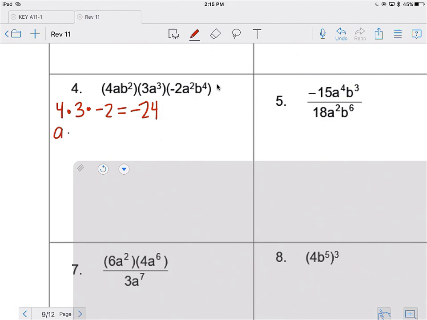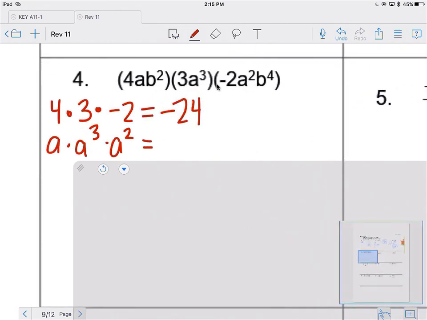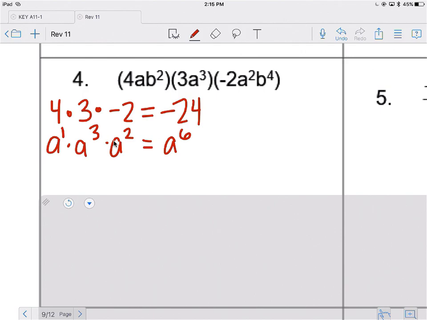And then I have A times A cubed times A squared. Remember, if there's no exponent listed, it's really an invisible or imaginary 1. So I add all of these because they are separated by multiplication signs. So I have 1A and 3A's and 2A's for a total of 6A's.